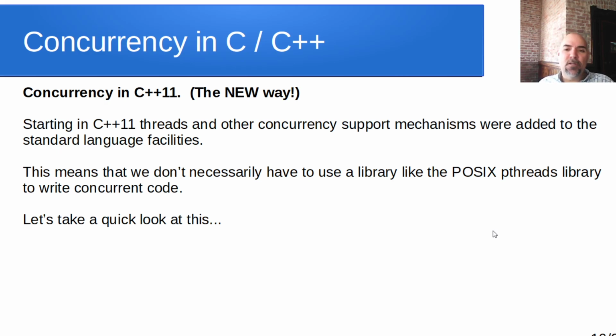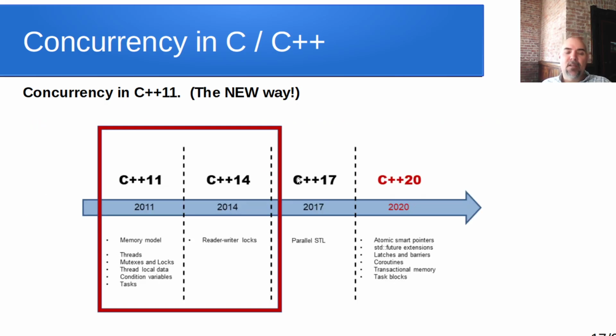All right, so let's take a quick look. But notice that means we don't need to use POSIX Threads anymore. We don't need to use the Pthreads library. We can do stuff directly from the language itself. All right, so here's kind of a roadmap of things that have been and are being added. Notice with C++11, we have threads that are now part of the language itself, mutexes and locks, thread local data, condition variables, tasks. So all of this is there.